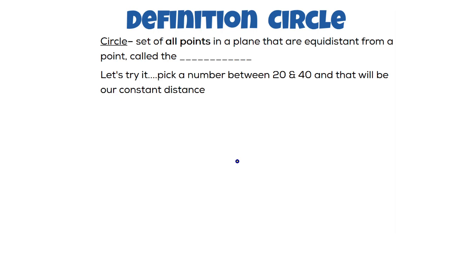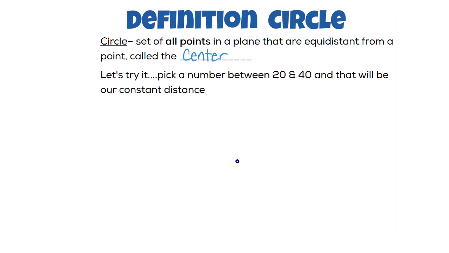Now, first of all, with a circle, there actually is a definition of a circle, and I know that you've known what a circle is since preschool, so it's hard to think of a definition for it. Well, it's really the set of all points in a plane that are equidistant to a point called the center. Okay, so I have already plotted a point here for us, and that's going to be our center.